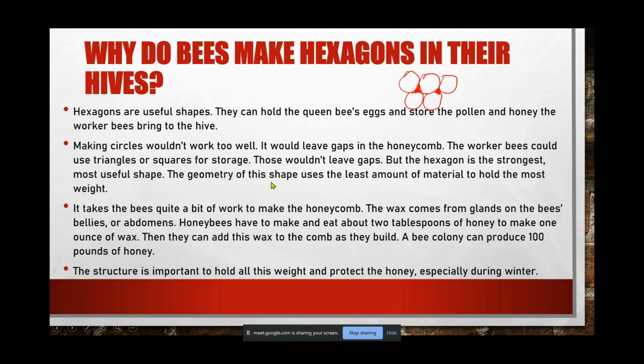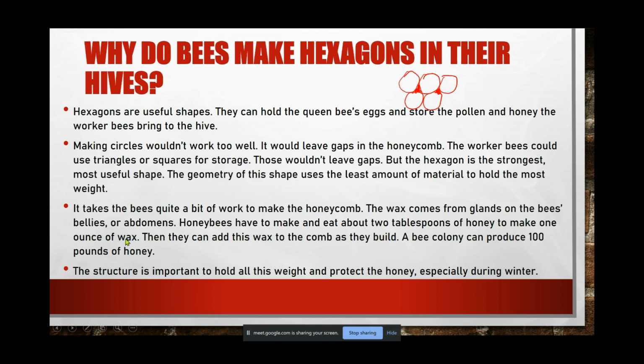So hexagon can hold the most weight. It is the strongest. It takes the bees quite a bit of work to make a honeycomb. The wax comes from glands on the bees' bellies or abdomens, and honeybees have to make and eat about 2 tablespoons of honey. That's a lot, 2 tablespoons of honey to make 1 ounce of wax. Then they can add this wax to the honeycomb as they build.